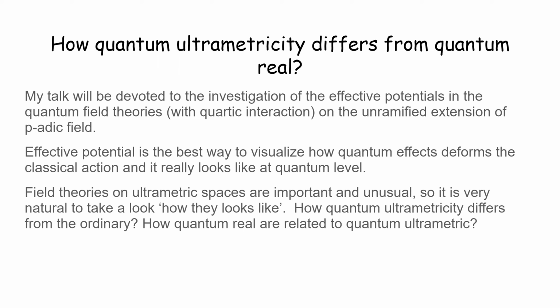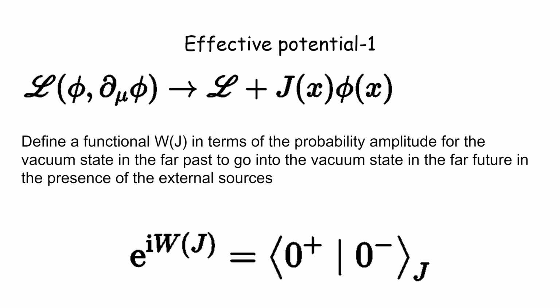before. What is the effective potential? It's the best way to visualize how quantum effects deform the classical action and to see how it really looks at the quantum level. Field theories on ultrametric spaces are important and unusual, so it's very natural to take a look at how they look, how quantum ultrametricity differs from the ordinary, and how quantum real field theories are related to quantum ultrametric ones. So let's remind how the effective potential can be constructed for a scalar field.